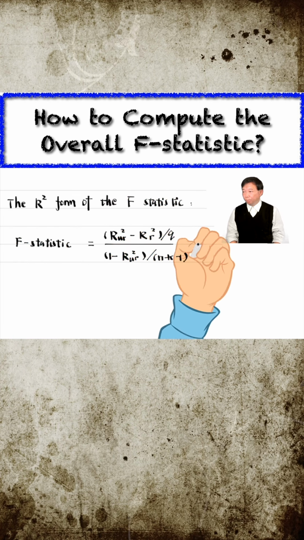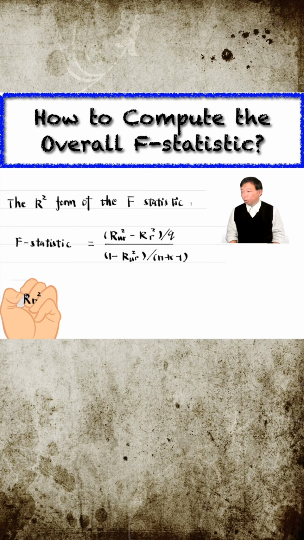Recall that the R-squared is the proportion of the variation in the outcome variable that can be explained by the explanatory variables in the model. Since there is no explanatory variable in the restricted model, the restricted R-squared should be 0.